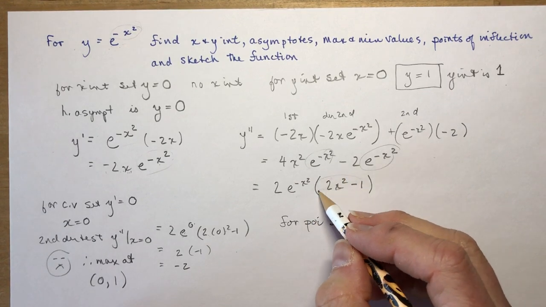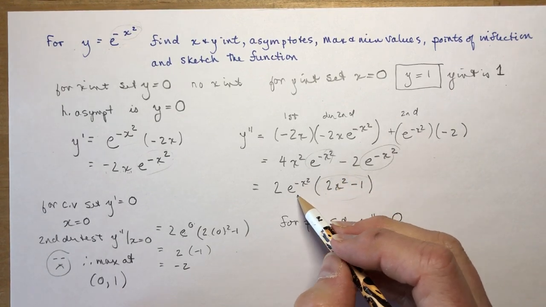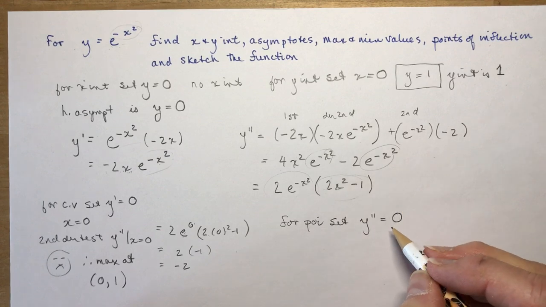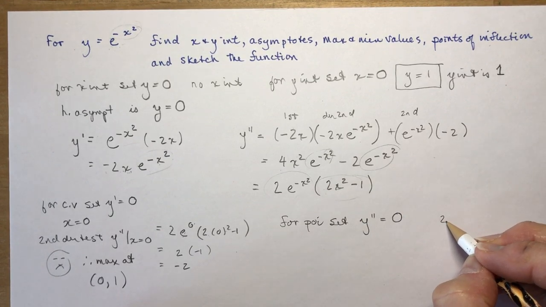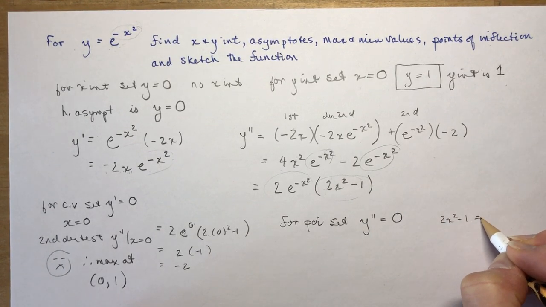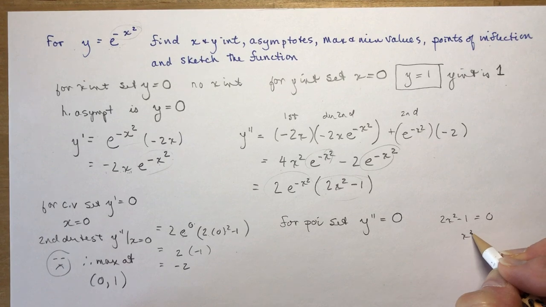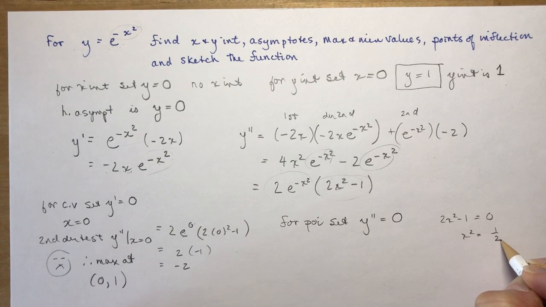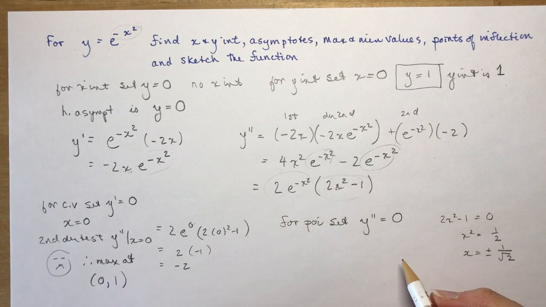What makes this 0? This can never be 0 on this side. So I want to know what makes 2x squared minus 1 equal to 0. So x squared is equal to 1/2, and x is equal to plus or minus 1 over root 2. So those are my x coordinates.